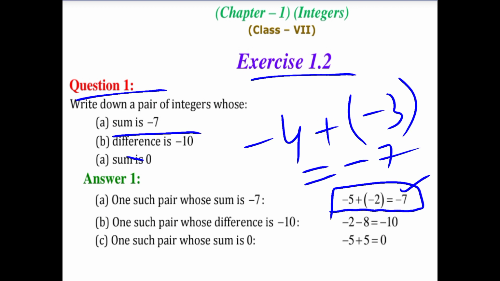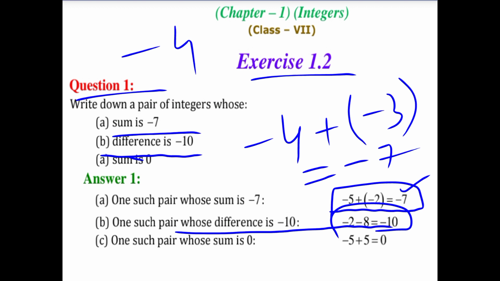Part B is a pair of integers whose difference is -10. Here it is solved for you: -2 - 8 is equal to -10. Similarly, -4 - 6 is also equal to -10.